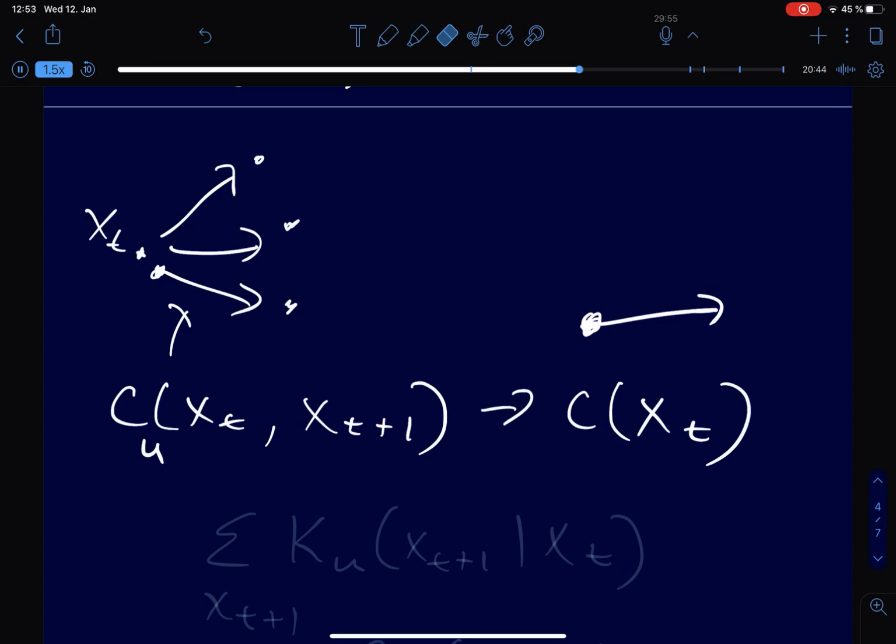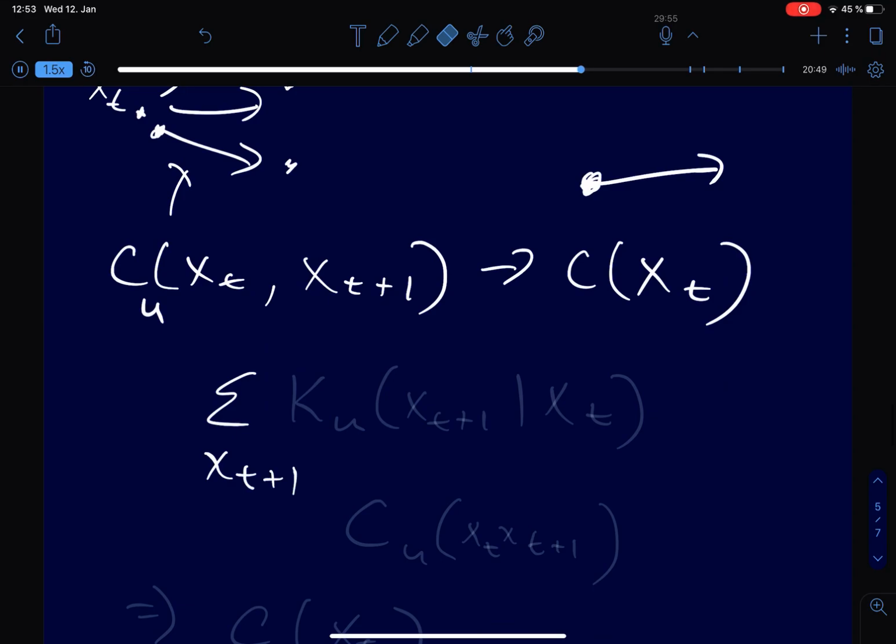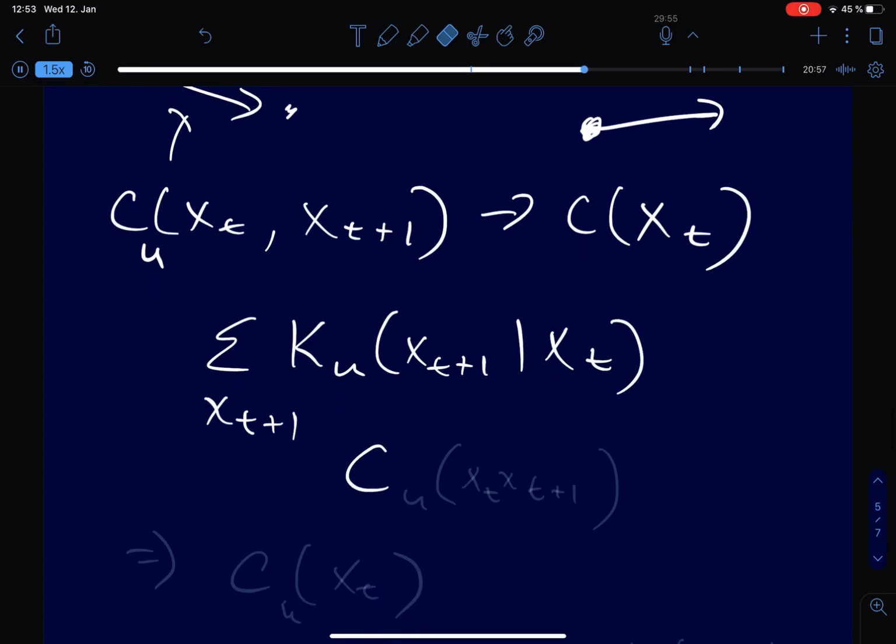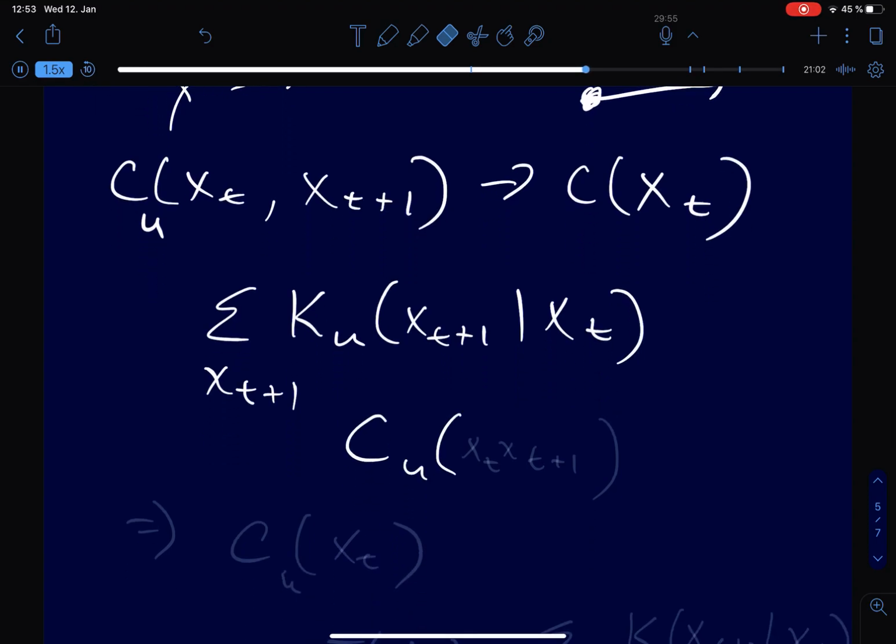right? Which means that when you have this propagator average, this of course just becomes equal to just c of x of t.